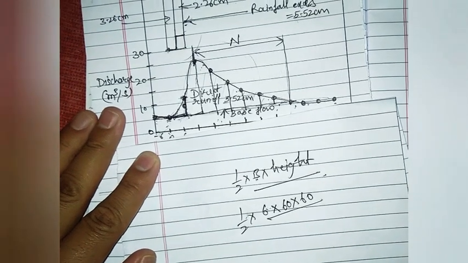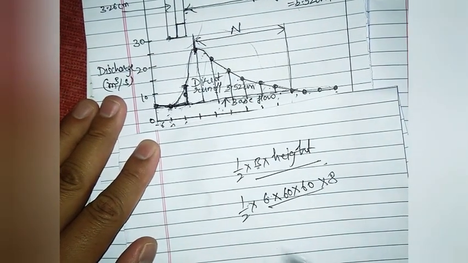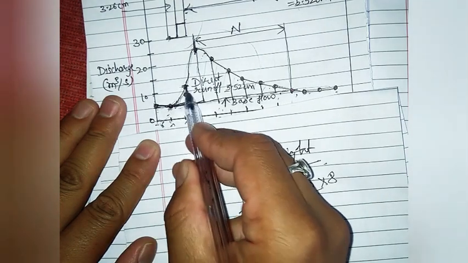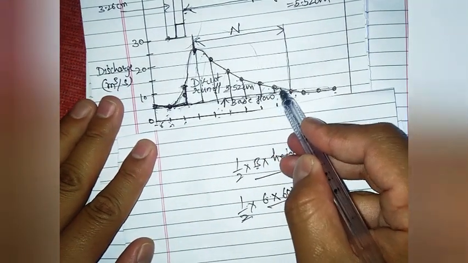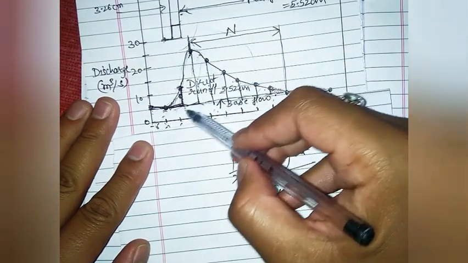Sorry, it will give you 8. Okay, so we'll use the value here, 8. This is how we will calculate the value of this first figure. In a similar way, we'll calculate the value of this triangle, and for this figure, this is a trapezium.